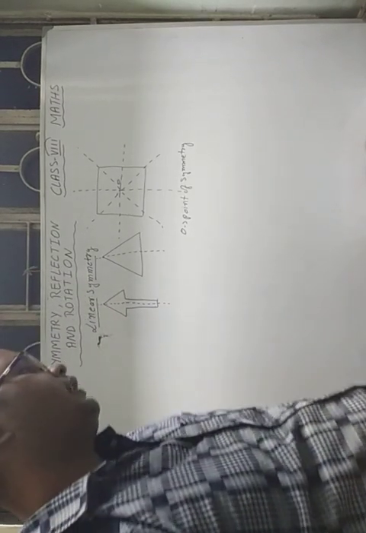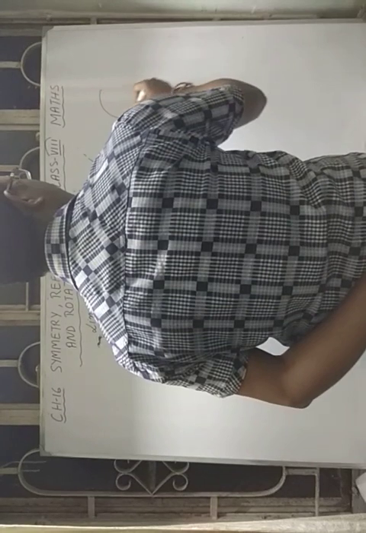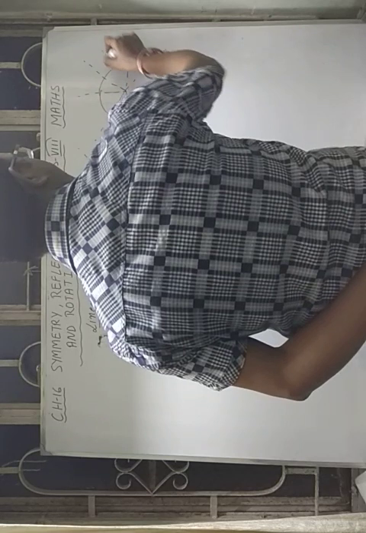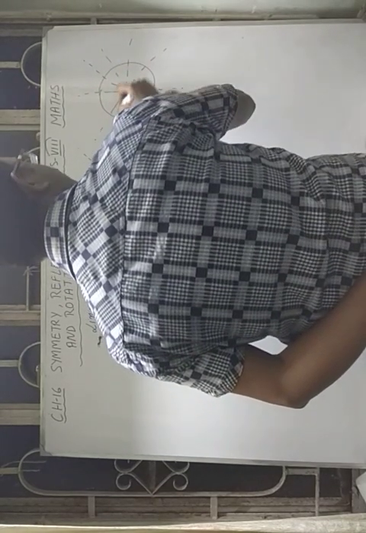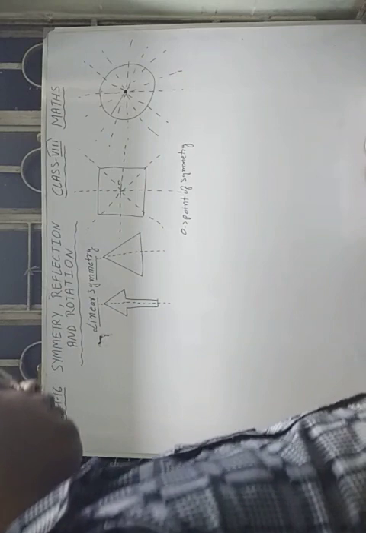The point of symmetry exists in a figure around its center. Suppose a circle has a center. If you take a circle, this center is the point of symmetry, because from this point you can pass an infinite number of symmetric lines, because a circle has infinite lines of symmetry. You can see lots of symmetric lines you can draw like this. So again this point is called the point of symmetry.